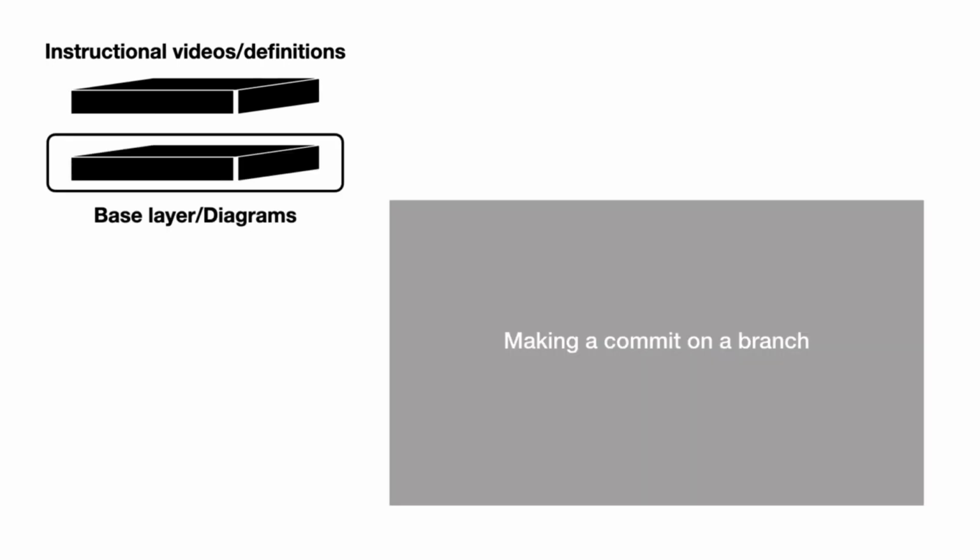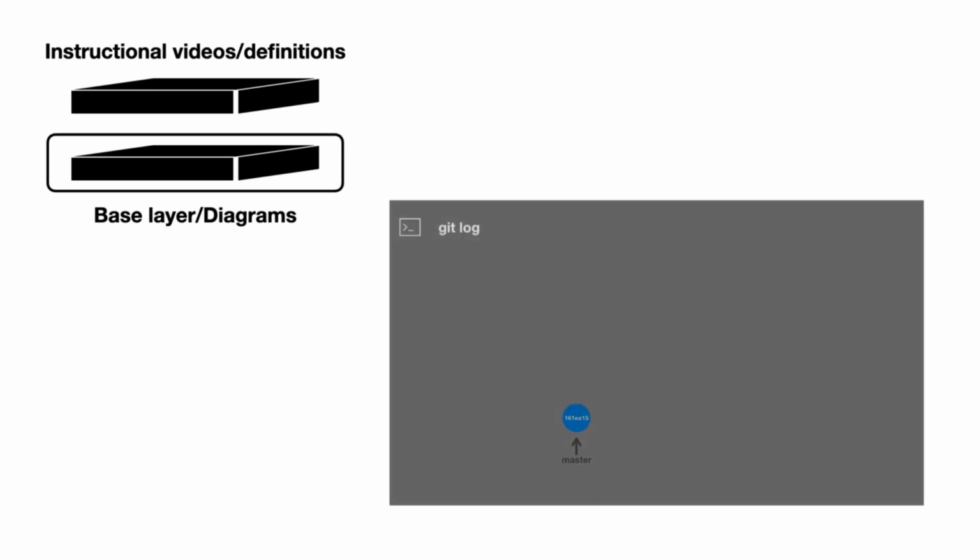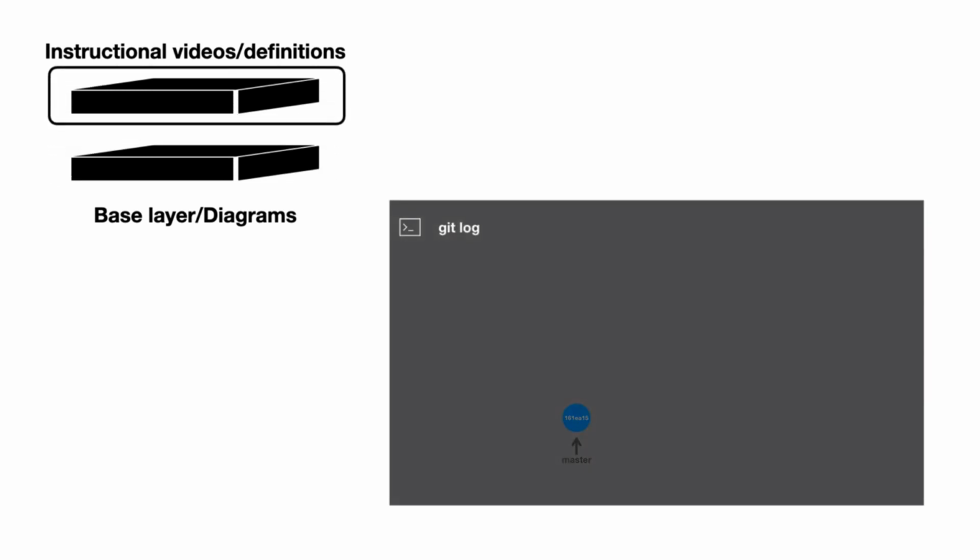In this lesson, we're going to go over making a commit on a branch. So at the moment we have one commit and our master branch is pointing to it. But before we make another commit, let me introduce another useful command called git log. So git log lists all the commits made in our repository in reverse chronological order. And it also shows us all the branches and which commits they point to. So let's see that in the terminal.